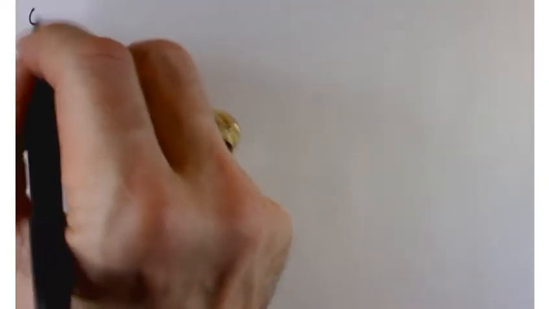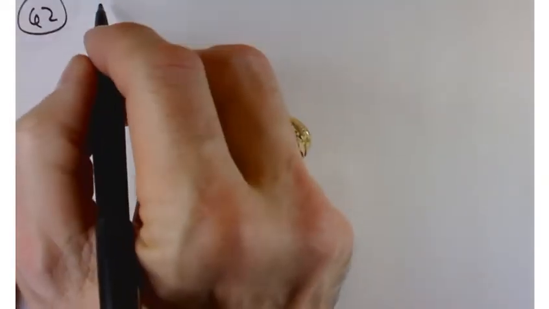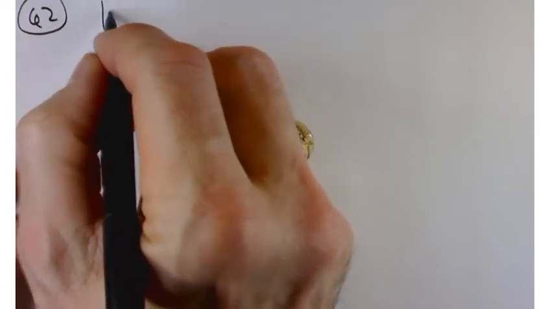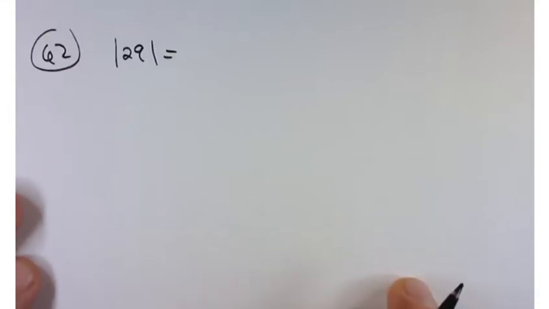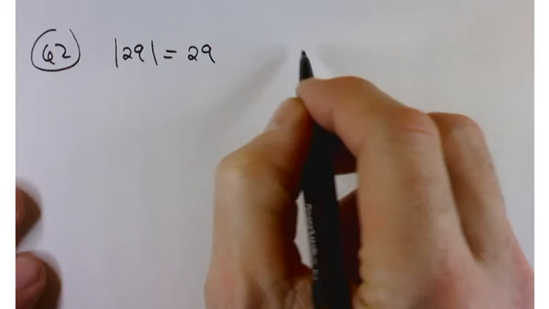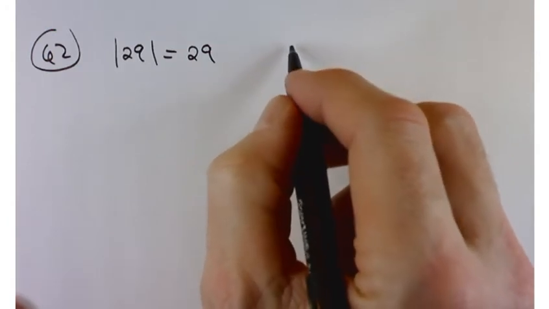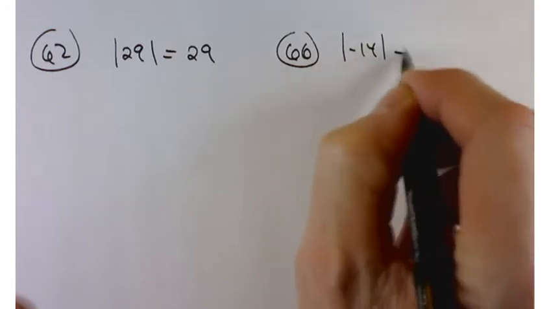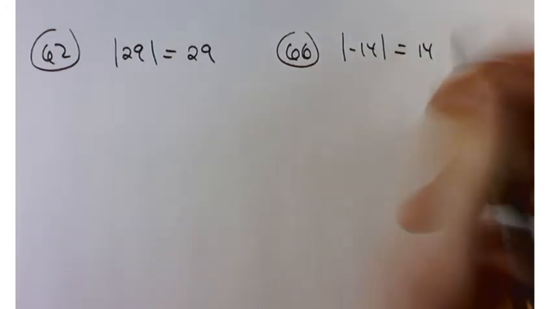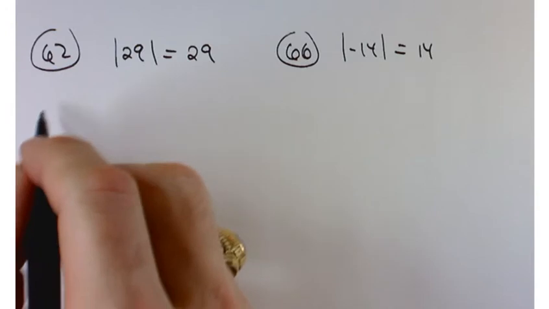Two last problems from this section. When you take the absolute value of a number, you're just going to get the positive part of a number. So for instance, the absolute value of 29 is just 29. Problem 66, the absolute value of negative 14 is just 14. That's it.